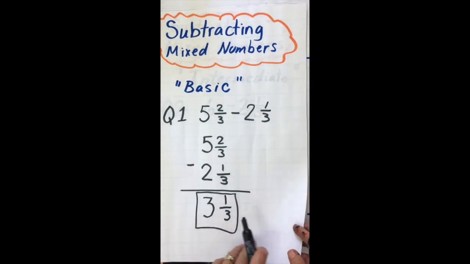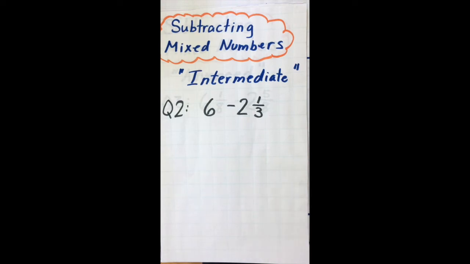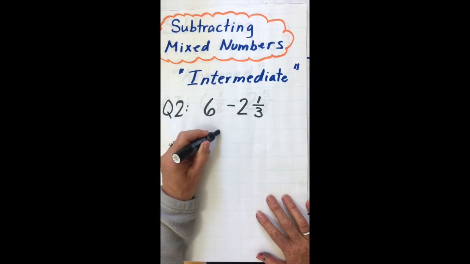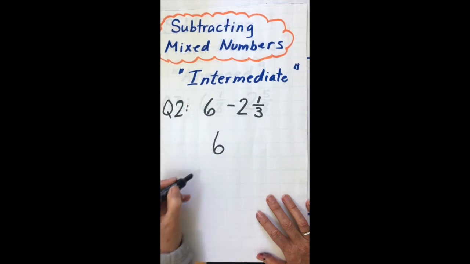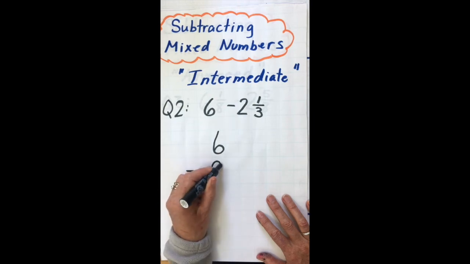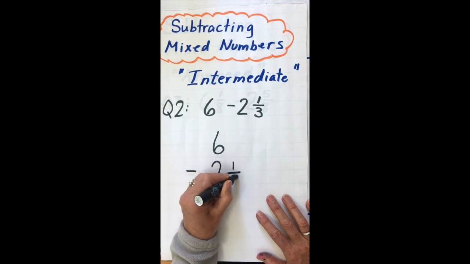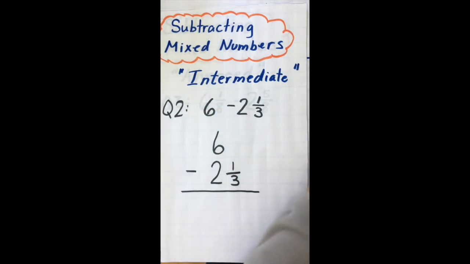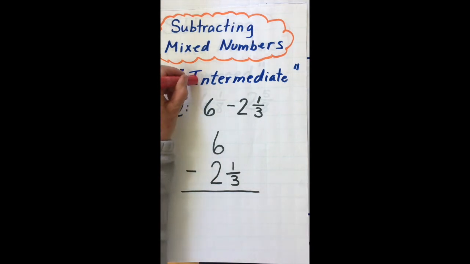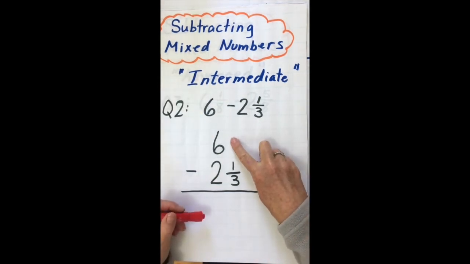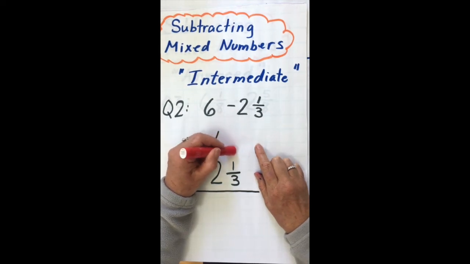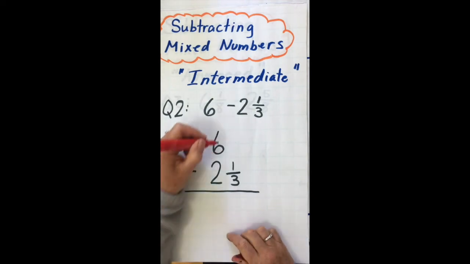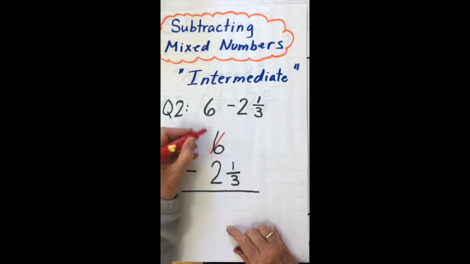Now we're going to go over intermediate. Okay, the first thing we do is write this problem vertically. Remember, the first number goes on top, and then the second number, the mixed number, goes on bottom, and it has to be in that order. Don't flip-flop them. All right, now here's where it becomes more intermediate. I have no fraction here, but if I write 0/3 here, if I have nothing, I can't take away 1. So I'm going to have to regroup.